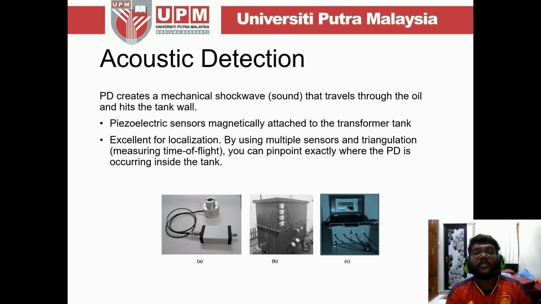Moreover, there is also acoustic detection, since partial discharge produces a mechanical shock wave that travels through the oil and hits the wall of the tank. We can attach piezoelectric sensors that can localize and also detect the intensity at a specific region of the tank. So hence we can specifically identify the partial discharge at a certain location of the tank.